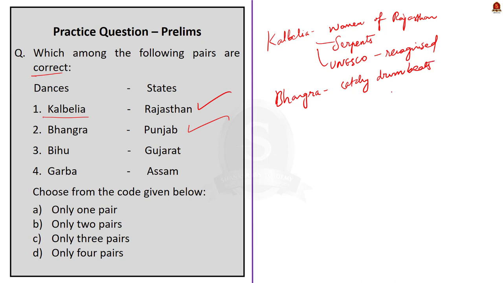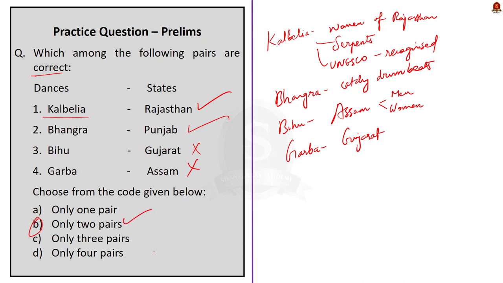The next art form given is Bihu. Bihu is a popular dance form of Assam performed in group by both men and women. So, statement 3 is wrong. Now, coming to the fourth art form, Garba. We have seen this detail in our discussion. So, the fourth art form given here is matched wrong. So, the correct answer for this question is option B.